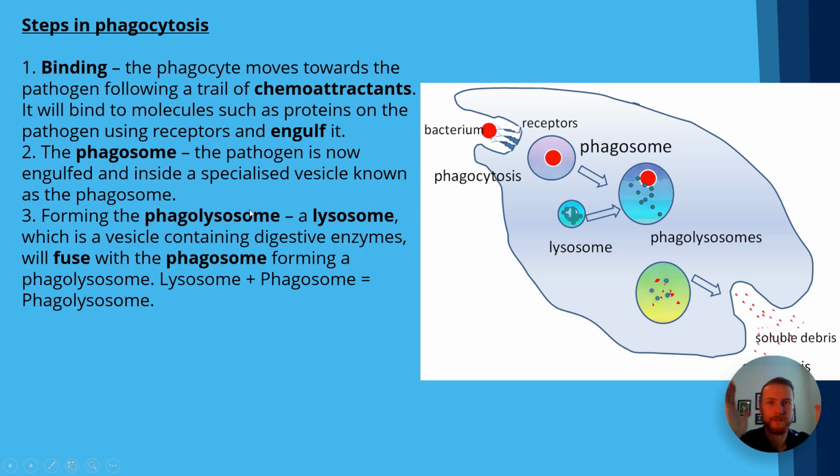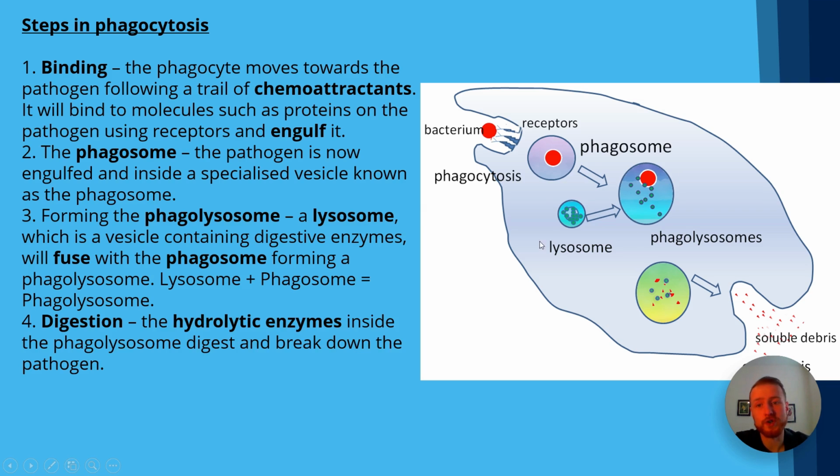So number 3, we form the phagolysosome. Well, if you smash the word phagosome and lysosome together, you get the word phagolysosome. So a lysosome is a vesicle containing digestive enzymes, such as lysozyme, and that will fuse, and fuse is a very important term, which is why I've put it in bold there for you, with the phagosome. That will form the phagolysosome. So to summarize, we say lysosome plus phagosome equals phagolysosome. So we see that here we've got our phagolysosome full of digestive enzymes.